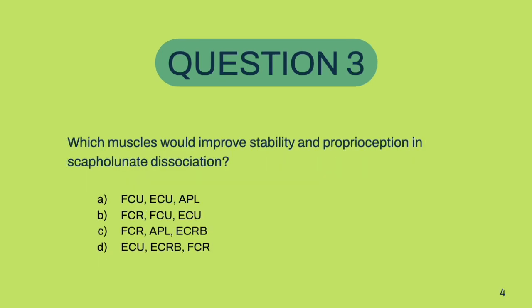Question 3. Which muscles would improve stability and proprioception in scapholunate dissociation? A. FCU, ECU, APL. B. FCR, FCU, ECU. C. FCR, APL, ECRB. D. ECU, ECRB, FCR.